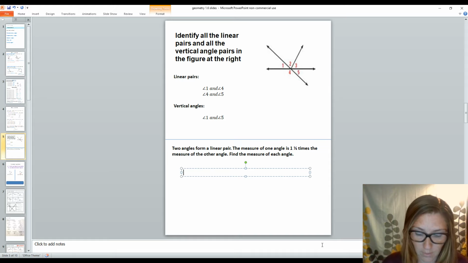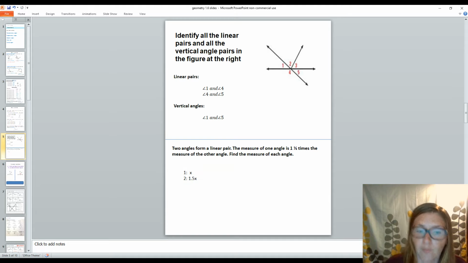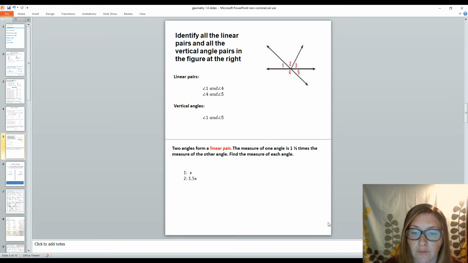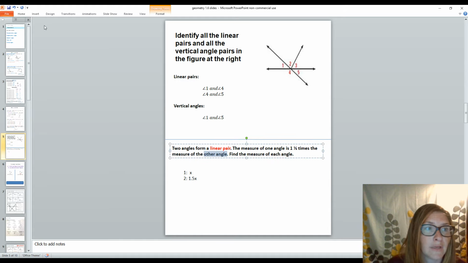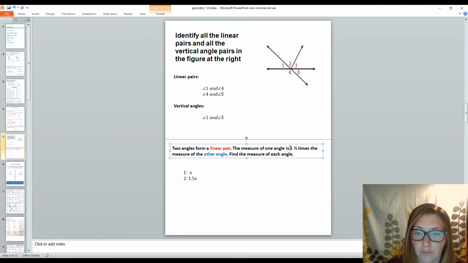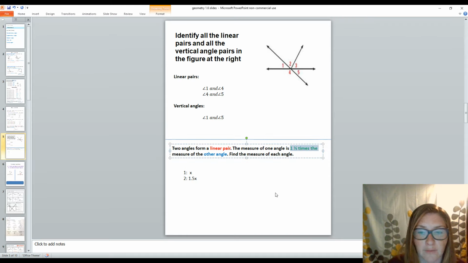So I know that angle 1, I'm going to call that x. And angle 2, I'm going to call that 1.5x. All right, so I'm going to stop there for a moment and explain. It says two angles form a linear pair. So again, a linear pair is really important. It says the measure of one angle is 1/2 times the measure of the other angle. We do not know what this other angle is, so that's why I'm calling that one x. But we do know that the second angle is 1/2 that times the amount.